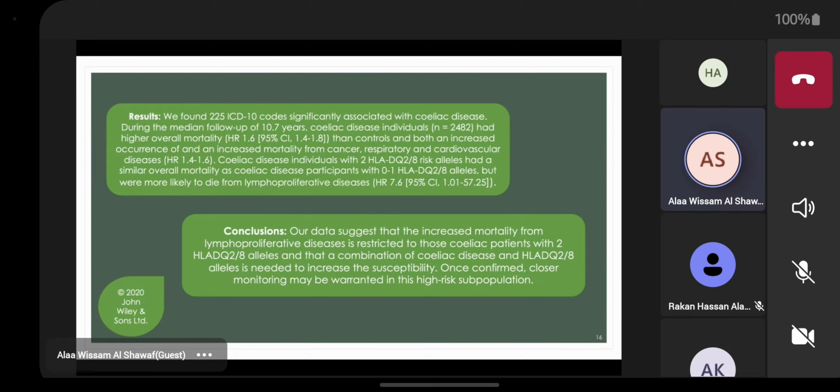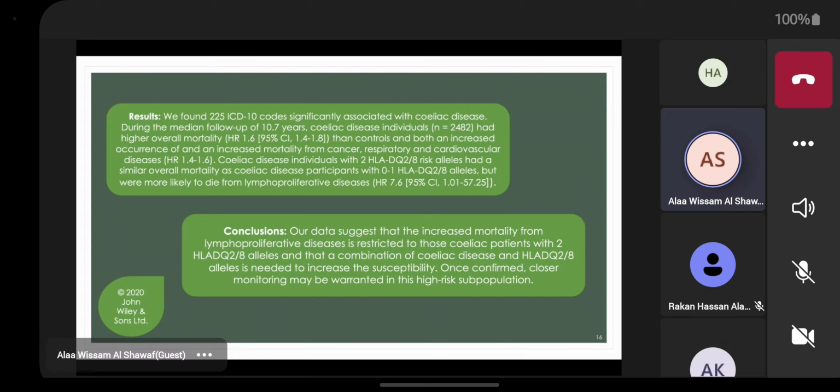The results were that they found 225 ICD-10 codes significantly associated with celiac disease. During the median follow-up of 10.7 years, celiac disease individuals, which were 2,482 patients, had higher overall mortality than controls, and both an increased occurrence of and increased mortality from cancer, respiratory and cardiovascular diseases.